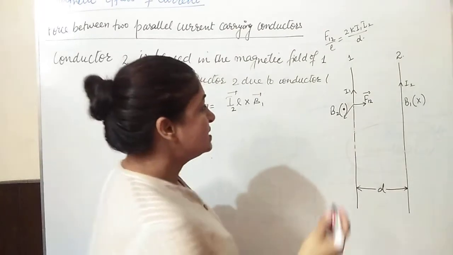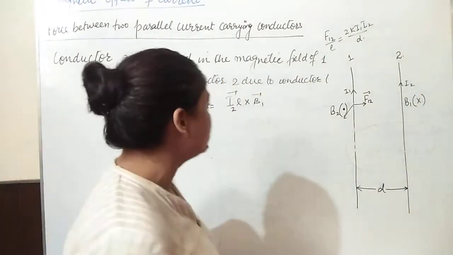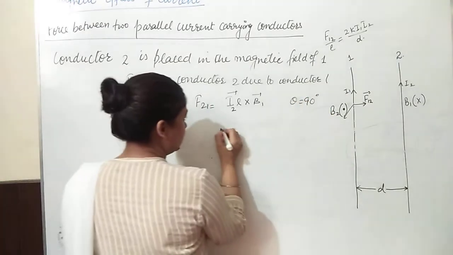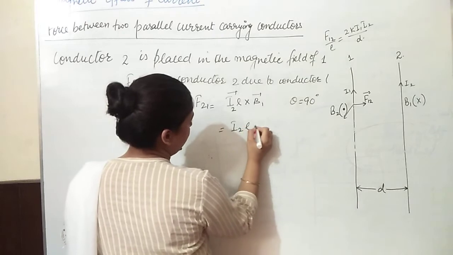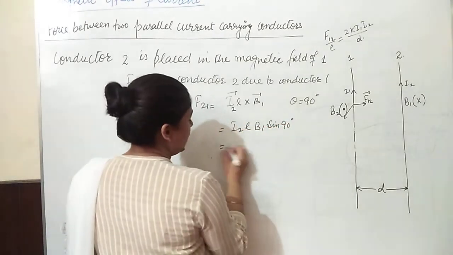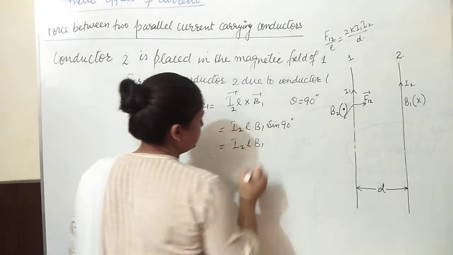So the magnetic field is inward, current is in the upward direction. What is the angle between the two? The angle is 90 degrees. Again here the angle is 90 degrees. So we can write I2 L B1 sine 90, and sine 90 is 1, so I2 L B1.